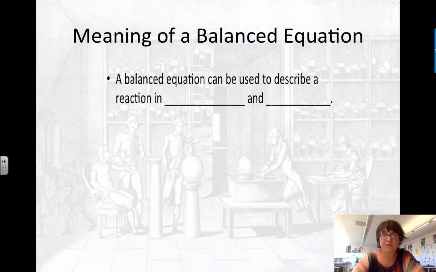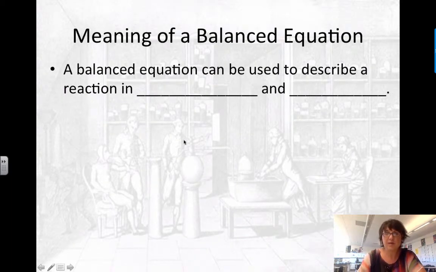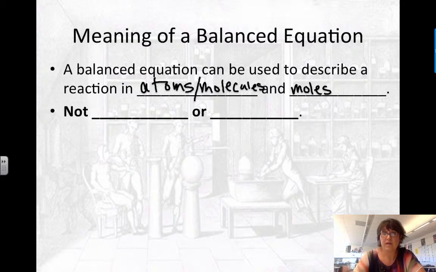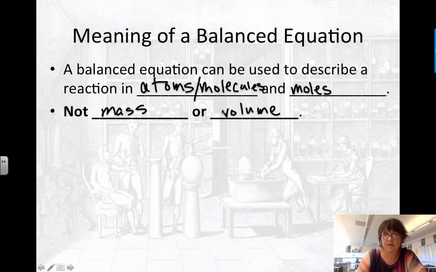Stoichiometry helps us interpret the meaning of a balanced equation. Remember, balanced equations can be used to describe reactions in terms of atoms or molecules, and in terms of moles, which would mean billions of atoms, right? 6.0 times 10 to the 23 atoms. So either way that you're looking at it, a balanced equation is describing particles, but it's not describing either mass or volume. Now we can get to mass and volume, but as it's written, it's describing individual particles or moles of particles.